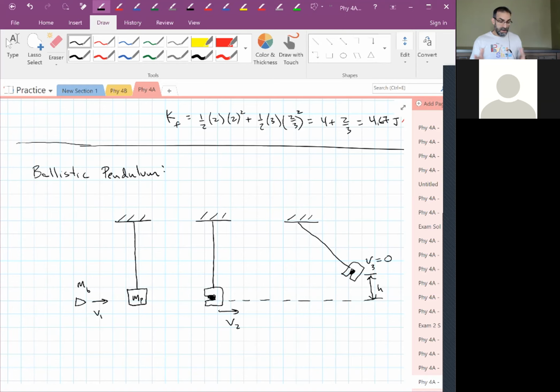How can we solve this problem? Can we use energy? Can we look at the energy that the bullet has initially and the energy at the end and use that to figure out the velocity of the bullet? No, because why not? There's an inelastic collision in between.